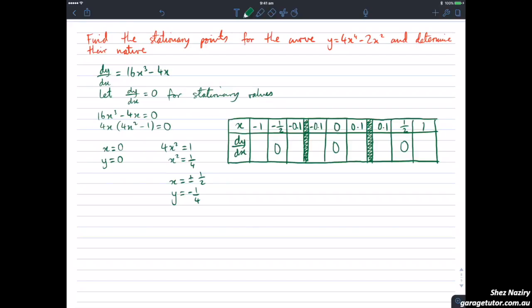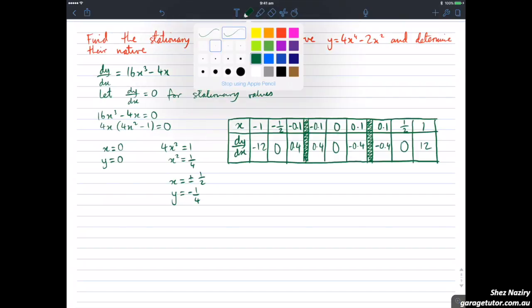Alright, so guys, what do we get for negative 1? Negative 12. Did anyone do negative 0.1? Girls, did you do it? What did you get? 0.4. 0.4. What about 0.1? Negative 0.4. And positive 1? Alright, excellent. Now watch this, guys.